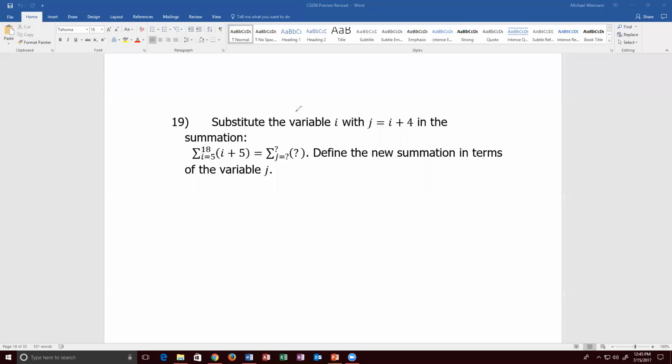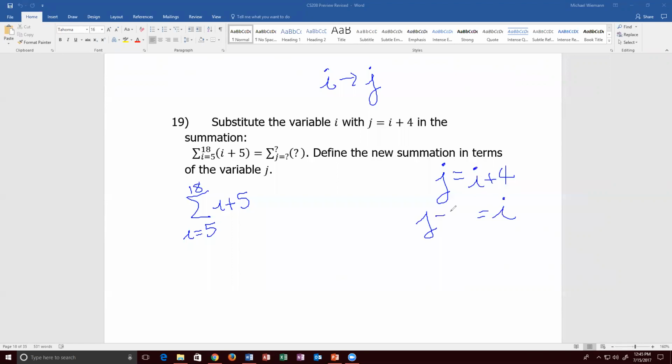All right, let's look at number 19. It says substitute the variable i with j equals i plus 4. So in other words, I want to convert all the variables from i to j in this summation. So I'm starting out with i equals 5 to 18 of the expression i plus 5. Well, the first thing that we were told was j equals i plus 4. If I do some algebra and get i exclusively by itself, that requires that I subtract 4 on both sides. So anytime I see an i, I'm going to make it j minus 4. So the i is going to be the same as saying j minus 4, plus 5.